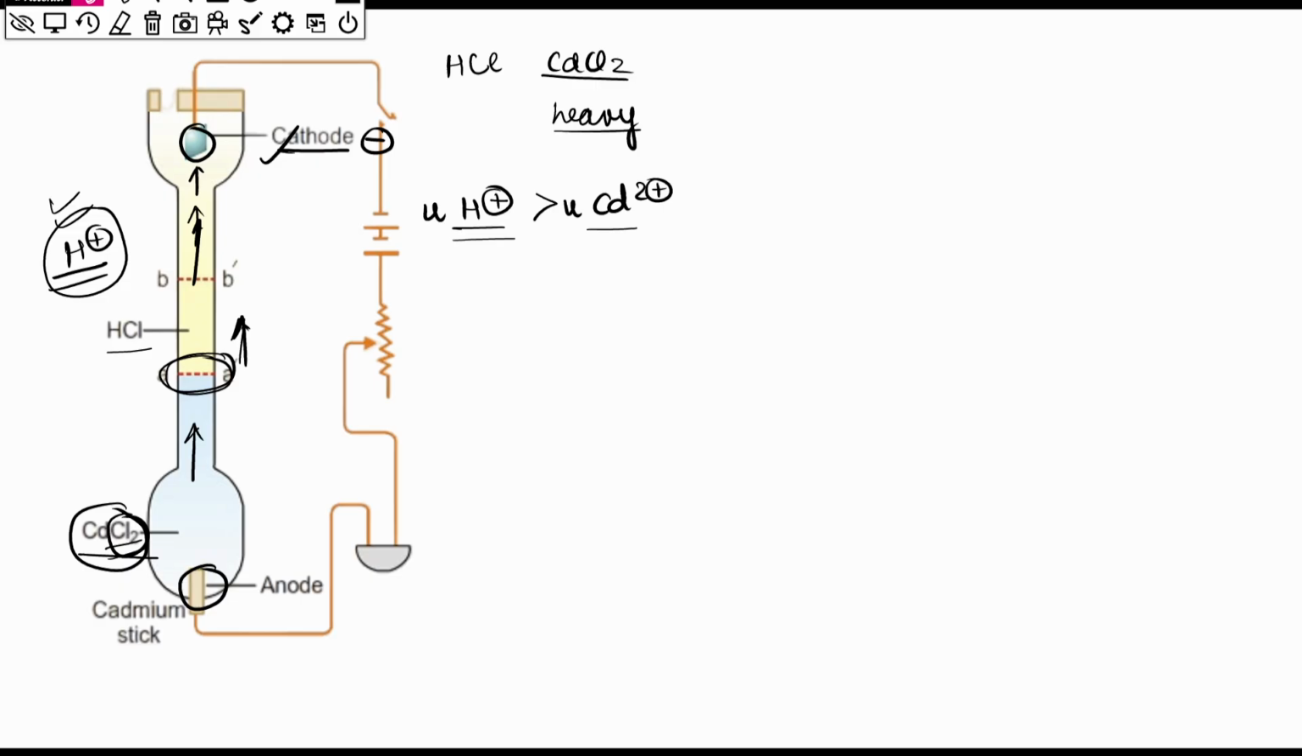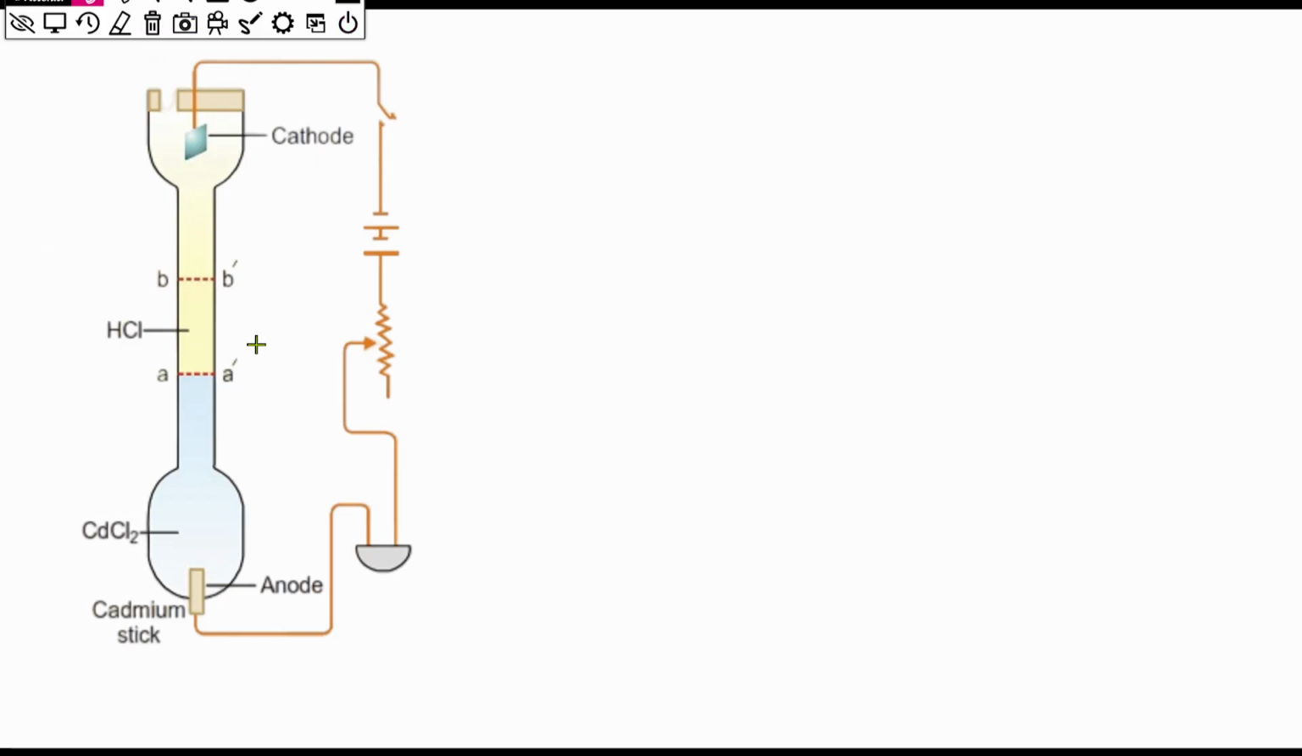Thirdly, the cadmium chloride solution also provides abundant chloride ions which will equally discharge at the anode as the protons are discharging at the cathode. When the discharging happens, that time the current will be flowing. Now let us take an imaginary situation where the current has started to flow and the H plus ions have moved and they have started to discharge at the cathode.